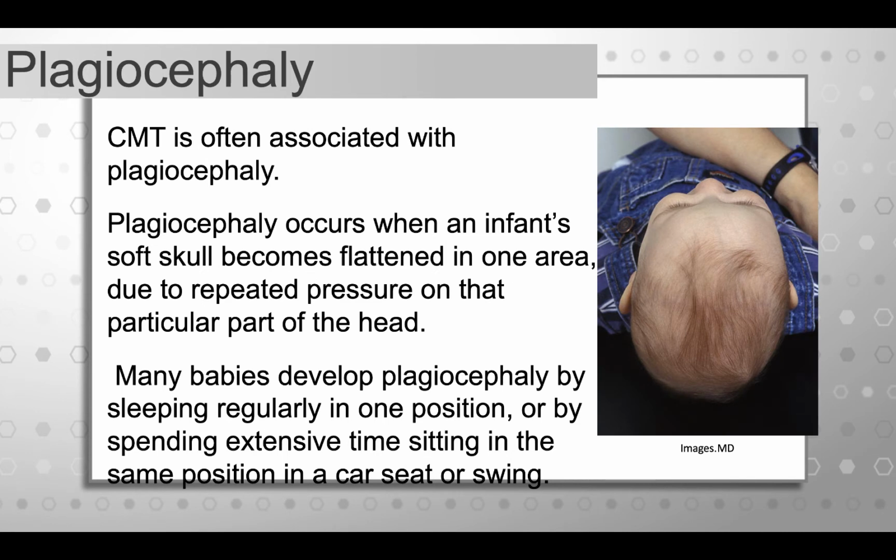A really common associated condition with congenital muscular torticollis is plagiocephaly. And plagiocephaly literally means a misshapen head. The reason that plagiocephaly occurs with torticollis is because the infant's skull is really soft and isn't completely formed and fused yet. And so when I tend to hold my head tilted and rotated, my skull is likely to become flattened in one area because I've continued to put pressure on that area.